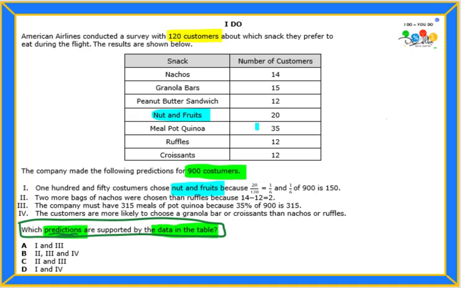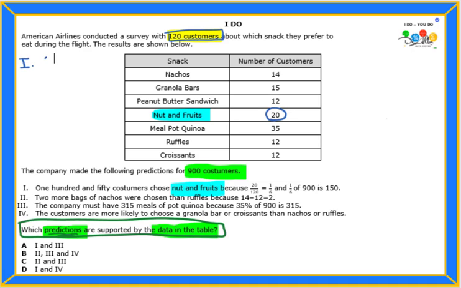And if we look at the justification, 20 over 120 is 1/6. And 1/6 of 900 is 150. So let's go ahead and look at what they did and do it from our perspective in the table. So we do know that nuts and fruits is 20 out of, remember at the beginning they told us that the total was 120 customers. So I'm going to put that here.